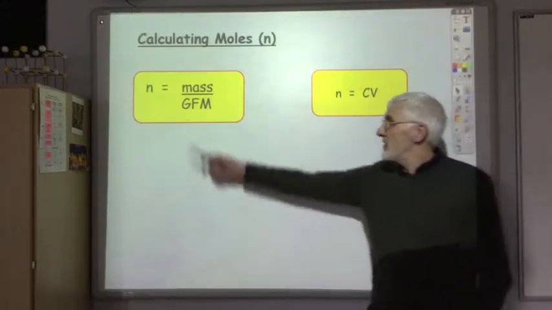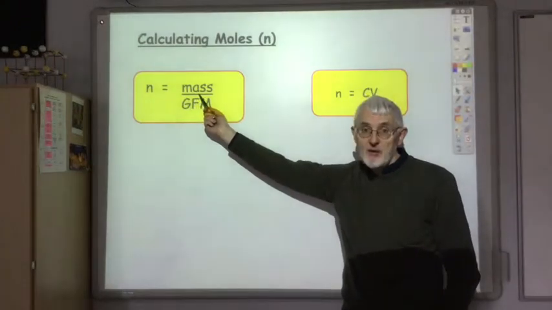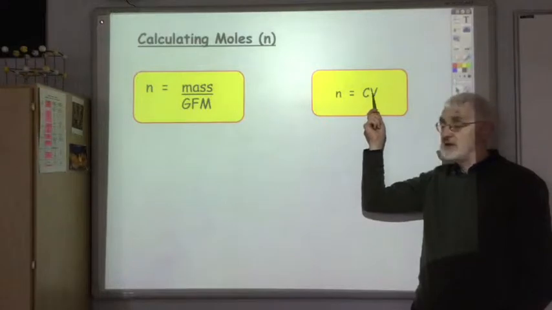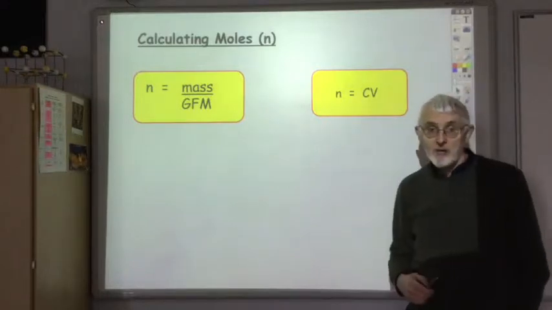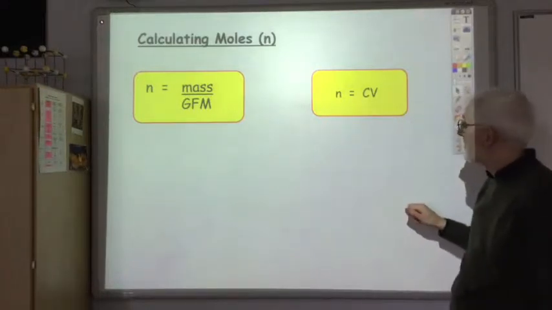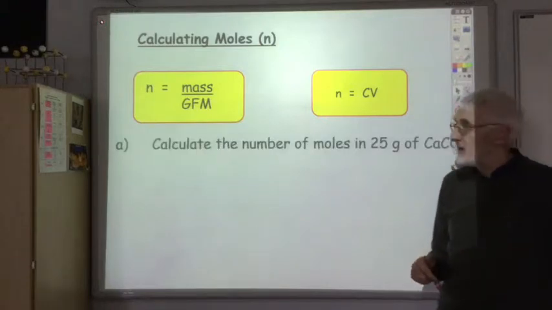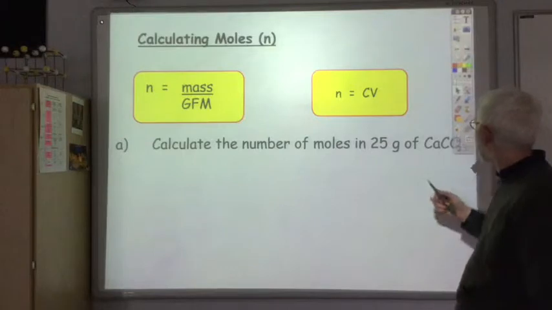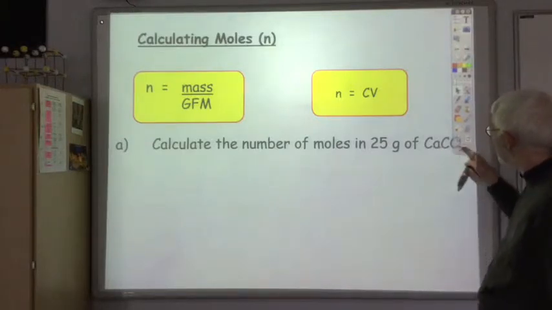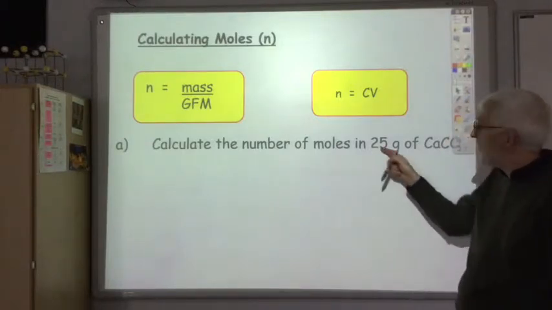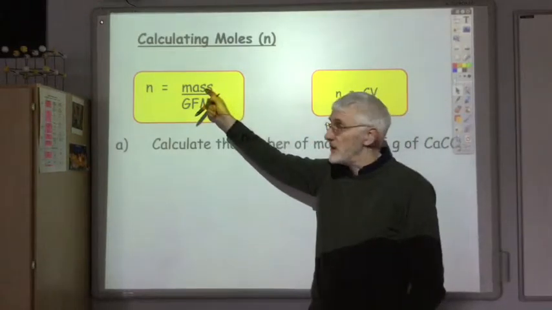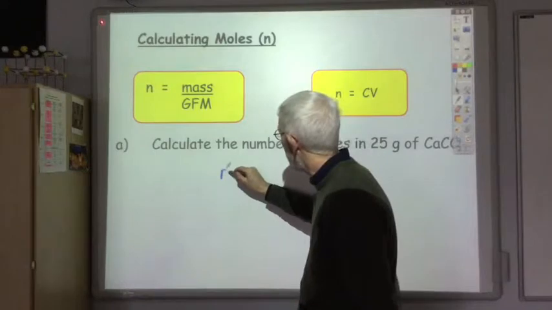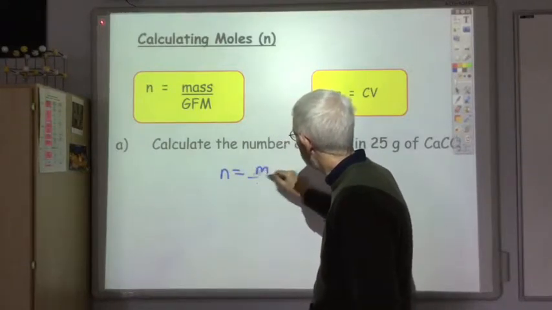And they allow you to work out the number of moles you've got of a substance if they tell you the mass. Or if it's a solution and they give you the concentration and volume, you can again work out the number of moles n. So let's look at a few examples. Calculate the number of moles in 25 grams of calcium carbonate, that's CaCO3. Okay, so they've given me a mass, so I'm going to use this equation. N equals mass over GFM.